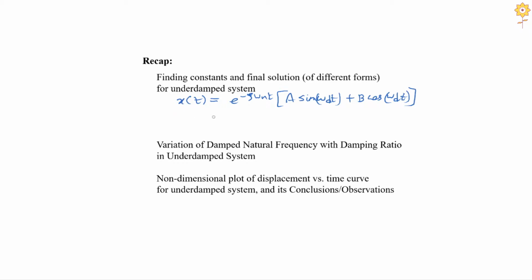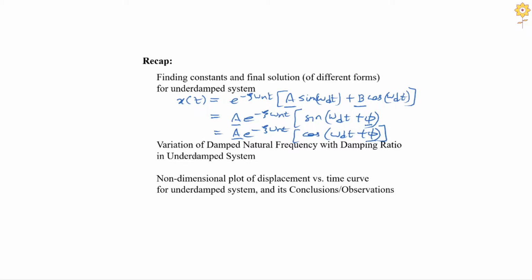The second form is equal to A e raised to minus zeta omega n t multiplied by sine of omega d t plus phi, and the third form is equal to A e raised to minus zeta omega n t multiplied by cos of omega d t plus phi. Note that the values of constants a and b in the first equation and the value of the constants A and phi in the second and third equation forms are different. Nevertheless, for a given value of time t, we obtain the same value of x or the displacement for a particular time t.